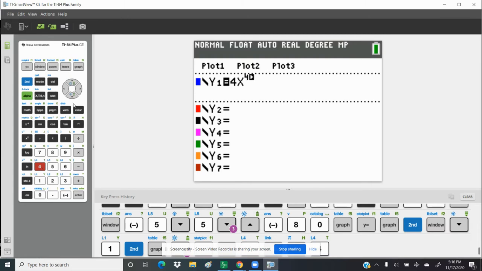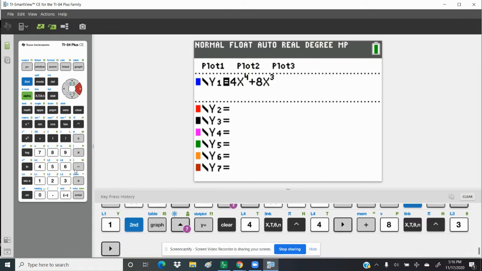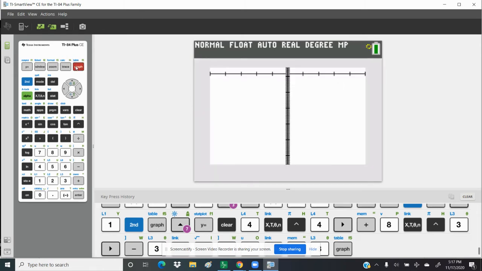4x to the 4th plus 8x to the 3rd minus 3x squared minus 7x plus 3. I'm going to check my equation. 4x to the fourth, 8x to the third, minus 3x squared, minus 7x plus 3. That looks good. I'm going to graph it.